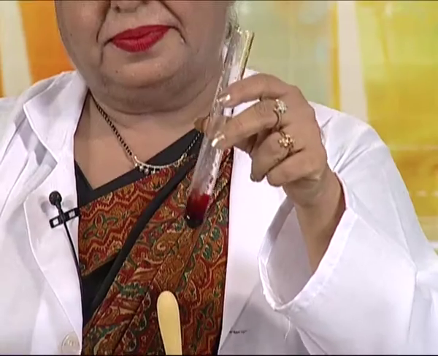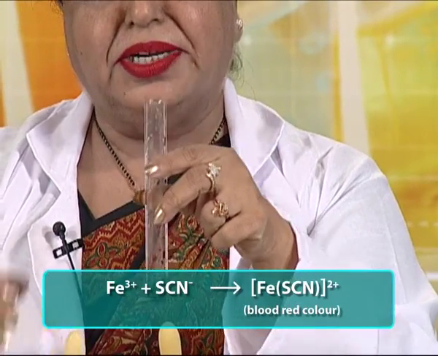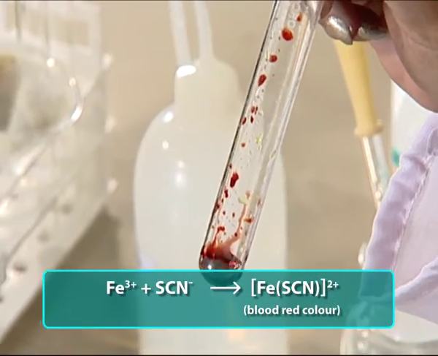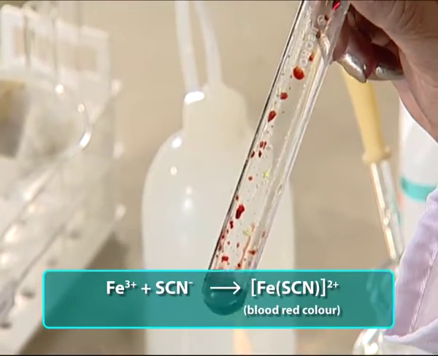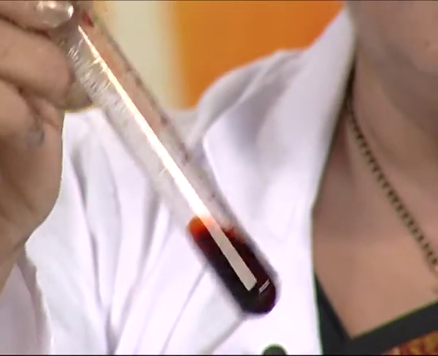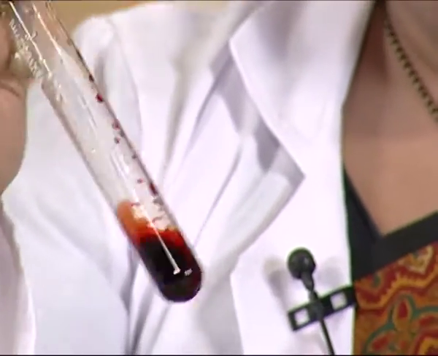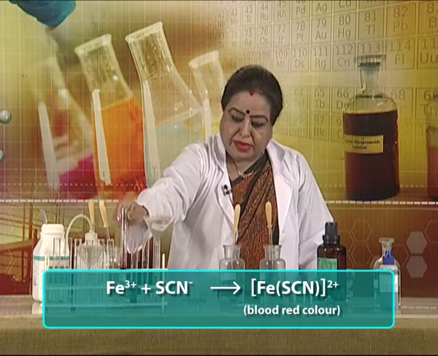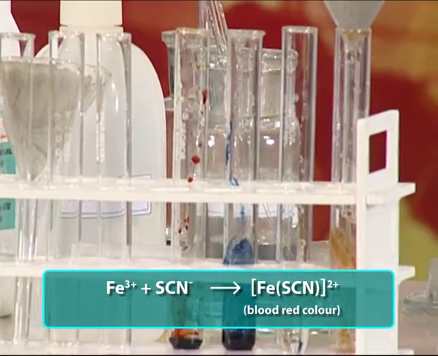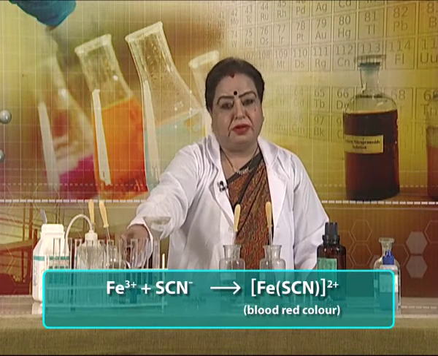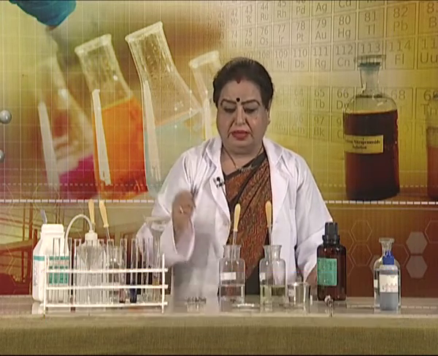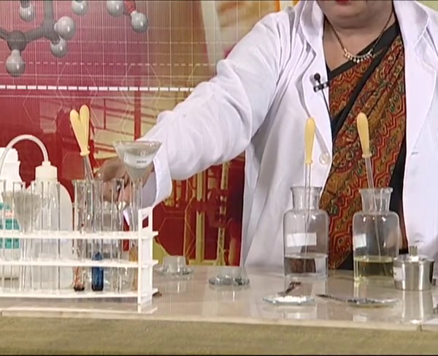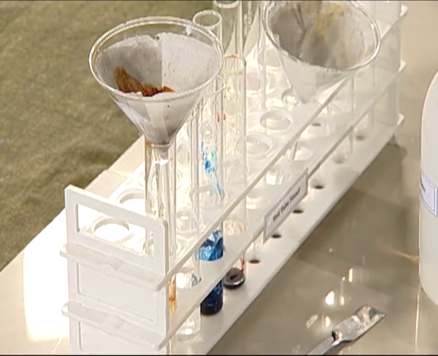Blood red color just by the addition of a single drop of potassium sulfocyanate or thiocyanate, you can say. So, 2 beautiful color changes indicate that the presence of ferric ions has been confirmed, and you can see the equation for that also on the screen. This red colored complex has been formed, which confirms the presence of ferric ions, and here also this blue colored complex has been formed, which confirms the presence of ferric ions again.